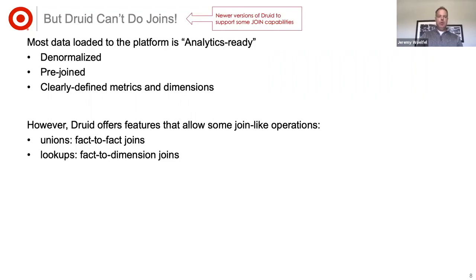Two super key features for us are the ability to do unions and lookups in Druid. So unions are the way that we do fact-to-fact joins. Fact-to-fact joins are, let's back up. Unions are a native feature of Druid. For anyone that's not aware, when you're writing a query, as a data source you can list a bunch of data sources in there.